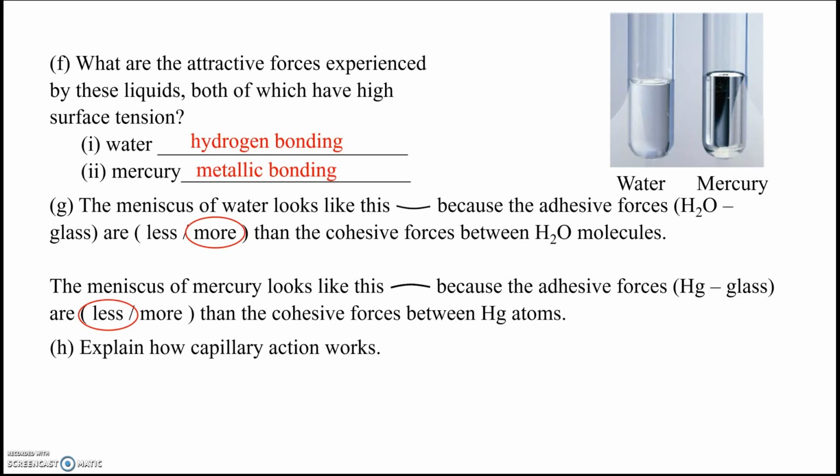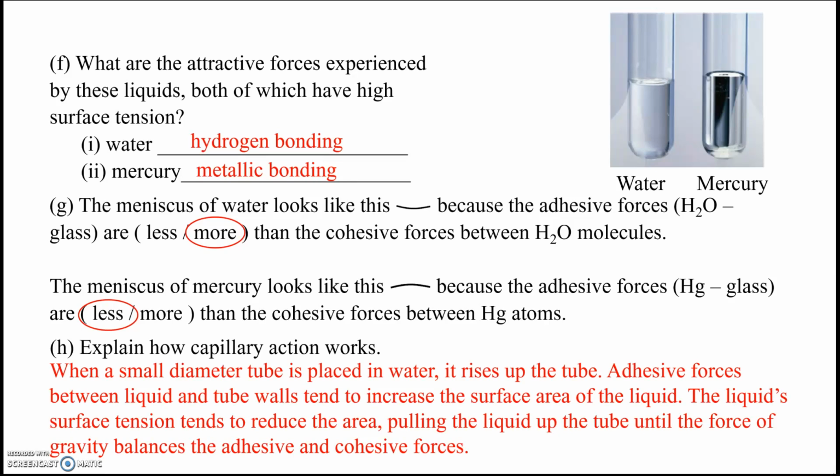All right, now the next question asks us to explain how capillary action works. So when I have a small diameter tube and I put it in water, the level of water rises up the tube. If you may have ever given blood, they do a little iron test, and to get the blood up out of your finger, they put a little tiny capillary tube in a big droplet of blood on your finger, and it rises up the tube.